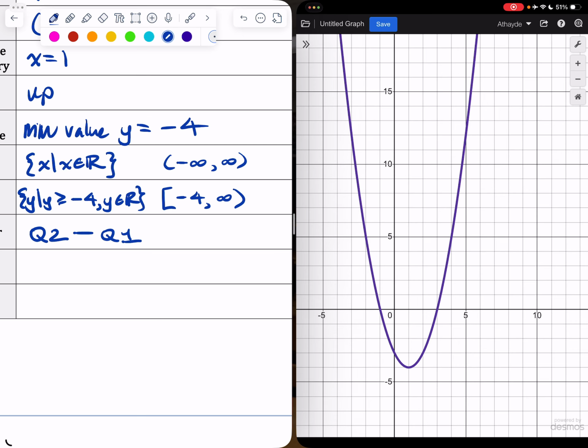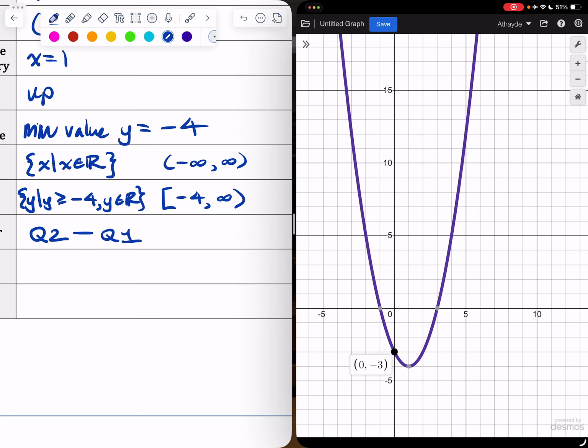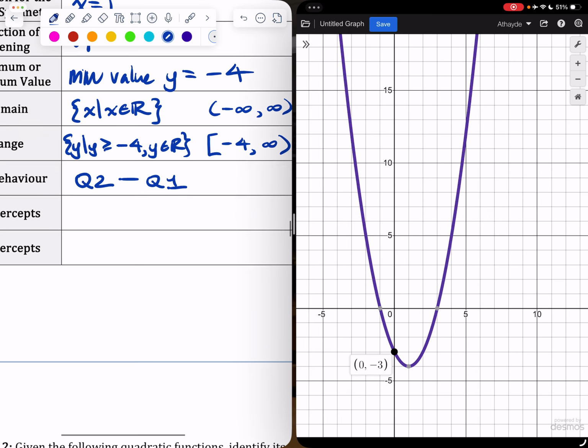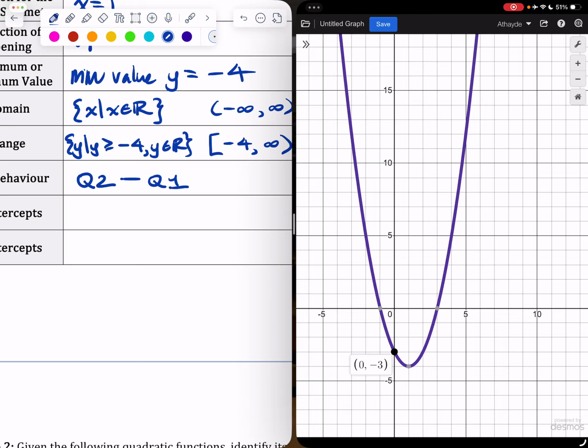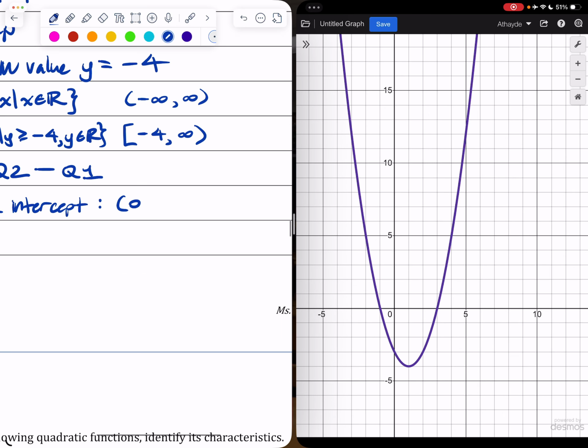Y-intercepts. There's one of them. We only hit the y-axis once. That's at the point (0, -3). So there's one intercept. And that is, again, the point (0, -3).